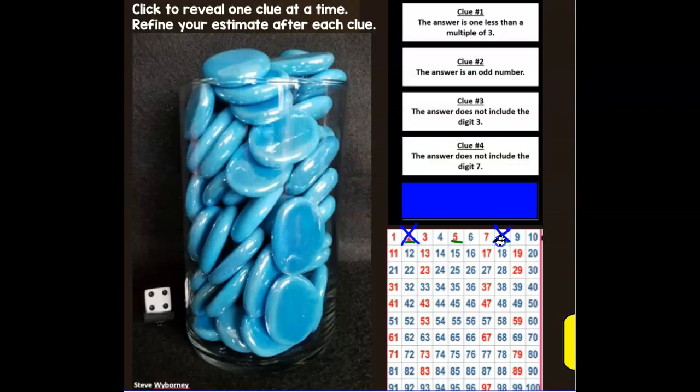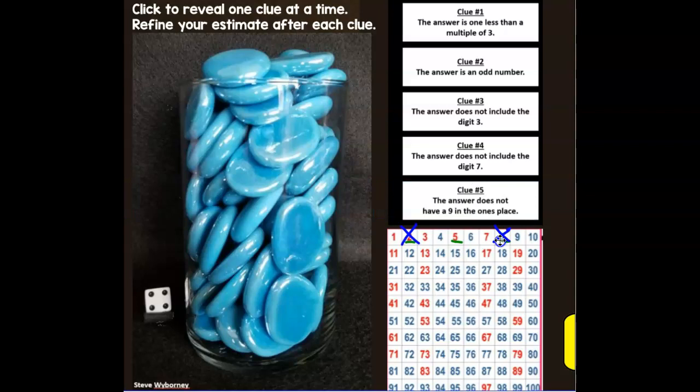Next, clue 4. The answer does not include the digit 7. So again, there can't be a 7 in the ones place or in the tens place. If your estimate has a 7 in the ones or the tens, come up with a new estimate that fulfills all the first criteria.